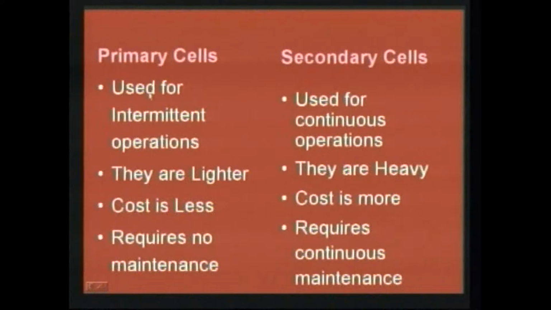Similarly, the primary cells are used for intermittent operations, but secondary cells can be used for continuous operations. The primary cells are lighter, the secondary cells are heavy. The cost of primary cells is less, but the cost of secondary cells is more. The primary cells require no maintenance. The secondary cells require continuous maintenance because they have to be reused by charging them.